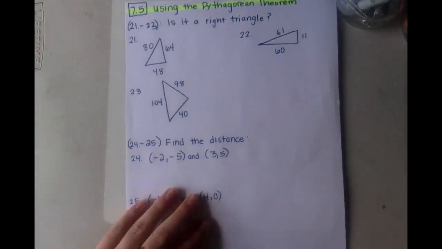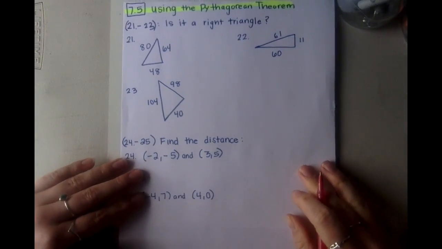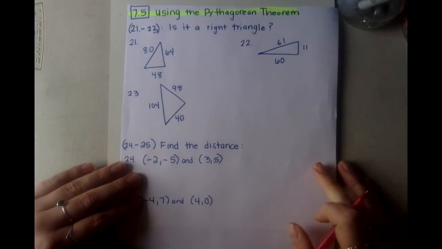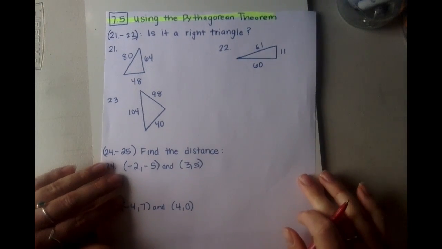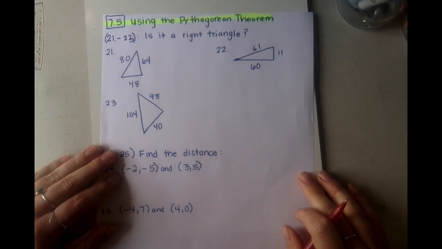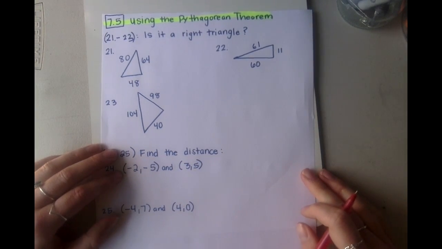All right, and our last page, this is the last thing that we learned, was about using the Pythagorean Theorem. Sorry, I know this is kind of long. Hopefully you can just skip through the video and just watch the descriptions on the ones that you were confused on. So, is this a right triangle?